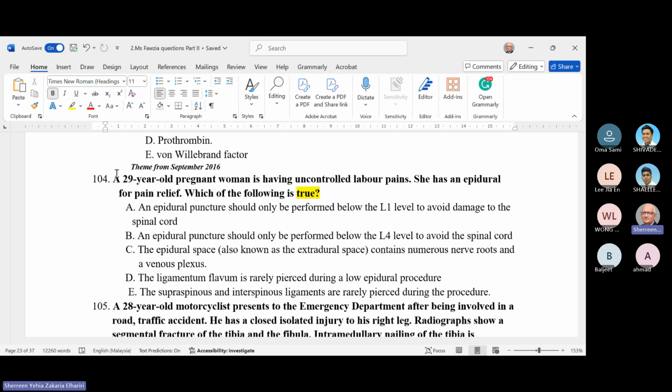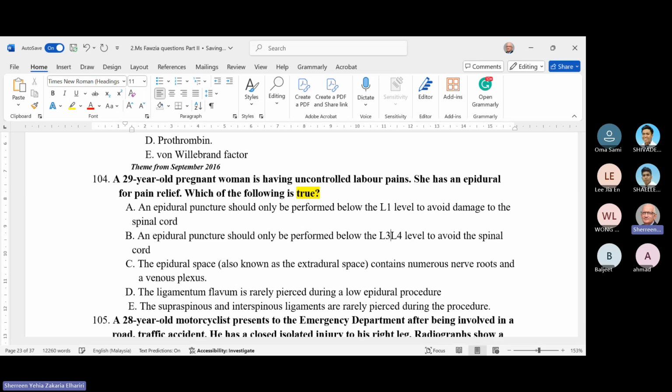Epidural puncture should only be performed below L4 or between L3 and 4 to avoid the spinal cord. So epidural can be below or between L3, 4 is the correct answer.